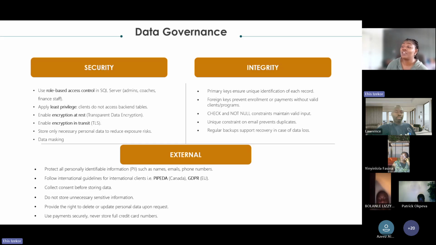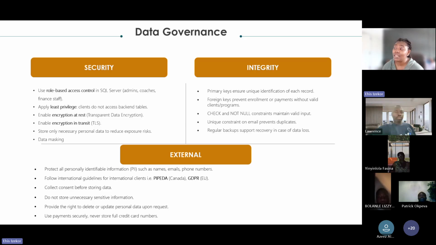And the second one is encryption in transit. If you're transferring your data out, you need to protect it during the transfer process and make sure that your data is safe. Then store only necessary personal information to reduce exposure in case of hacking. Then there's also data masking. This will come in when you're storing information like credit card information, you protect it so that certain information is protected in case of hacking.